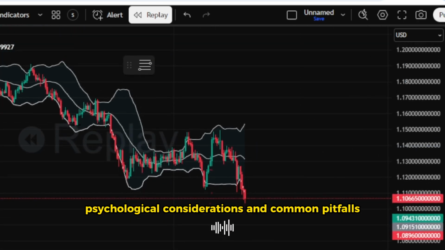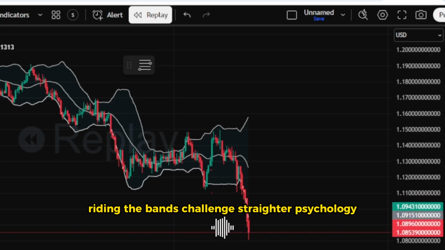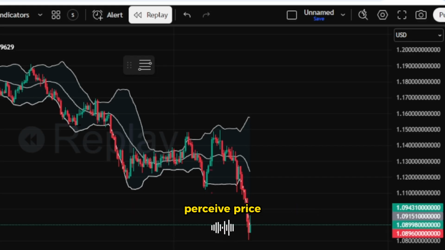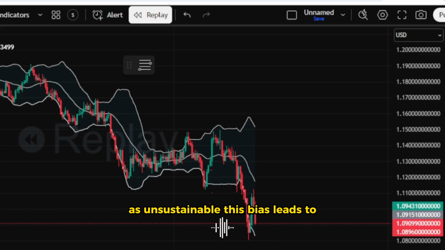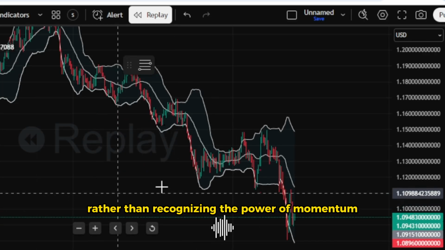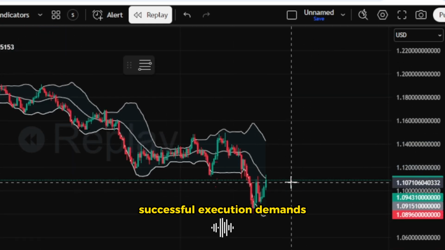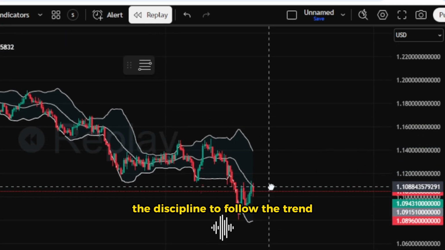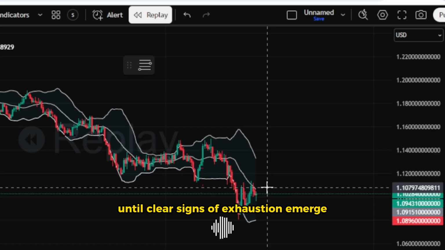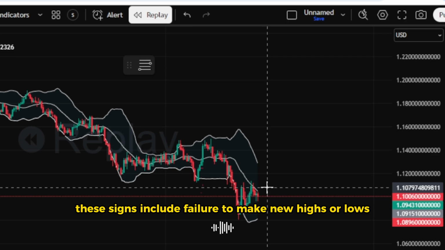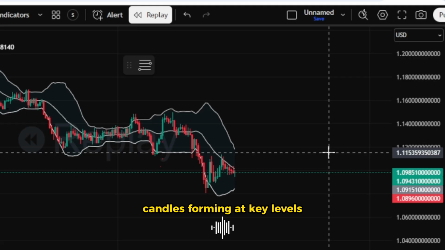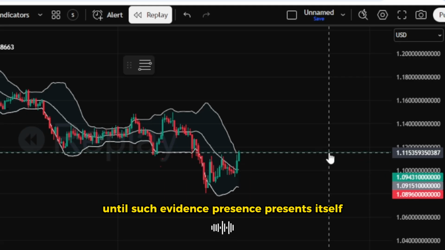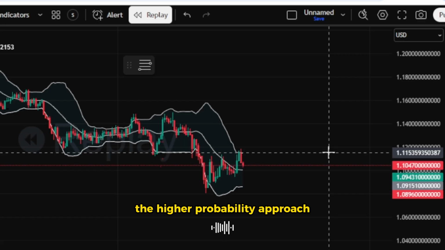Psychological considerations and common pitfalls. Perhaps more than any other method, riding the bands challenges trader psychology. The natural human inclination is to perceive price that has moved significantly in one direction as unsustainable. This bias leads to premature attempts to pick tops or bottoms rather than recognizing the power of momentum. Successful execution demands the discipline to follow the trend until clear signs of exhaustion emerge. These signs include failure to make new highs or lows, divergence in momentum indicators, and weakening volume on rejection candles forming at key levels. Until such evidence presents itself, staying with the trend remains the higher probability approach.